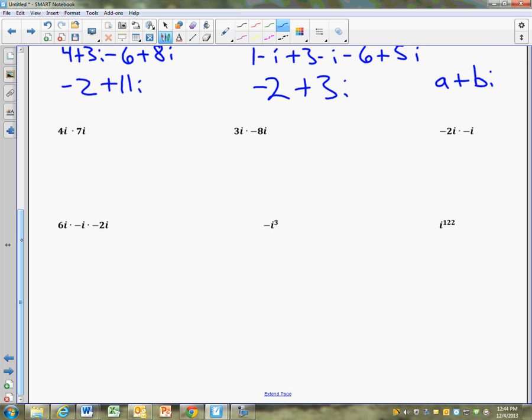So, you know how to add them, you know how to subtract them, right? Let's multiply them. 4i times 7i. What's 4 times 7? 28. i times i is i squared. What is i squared? -1, and so 28 times -1 is -28. Very good. Beautiful.